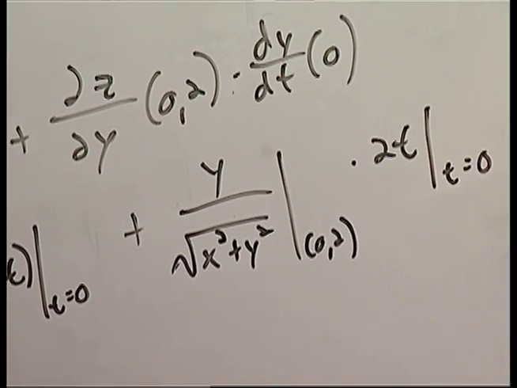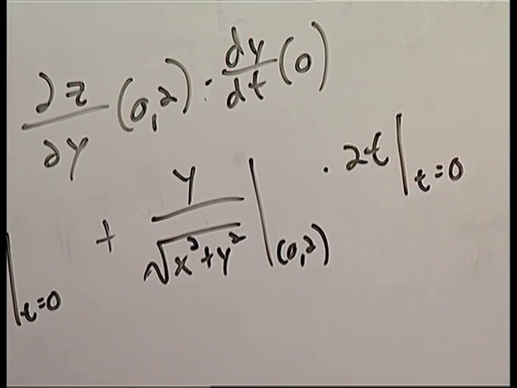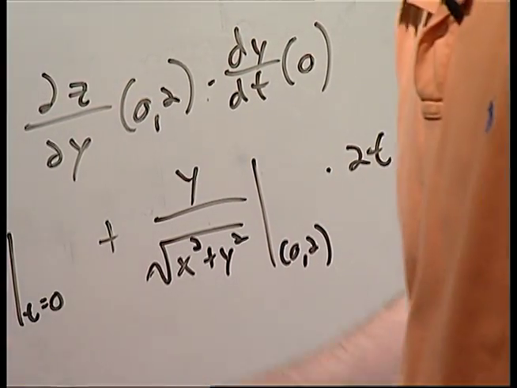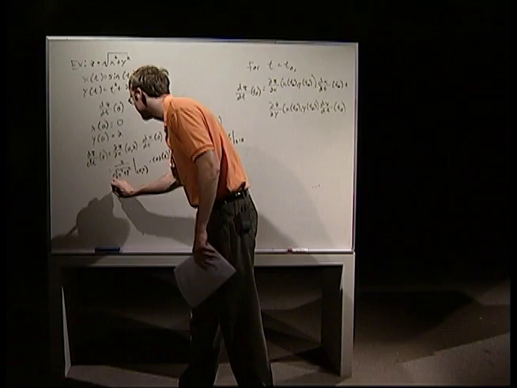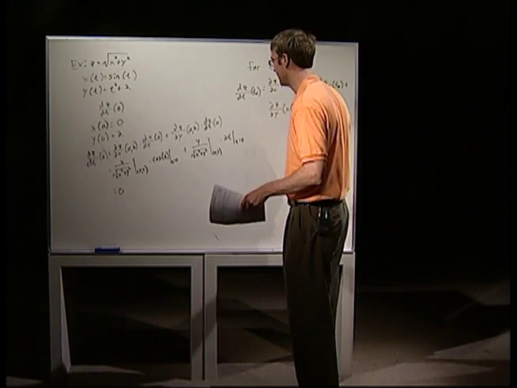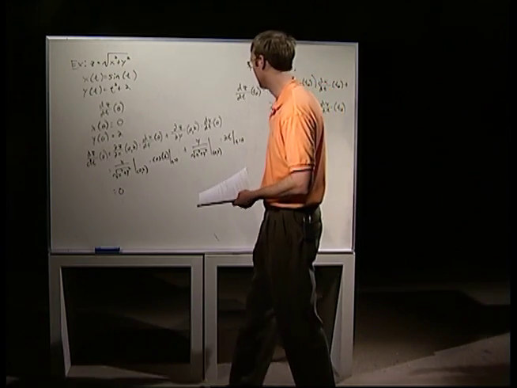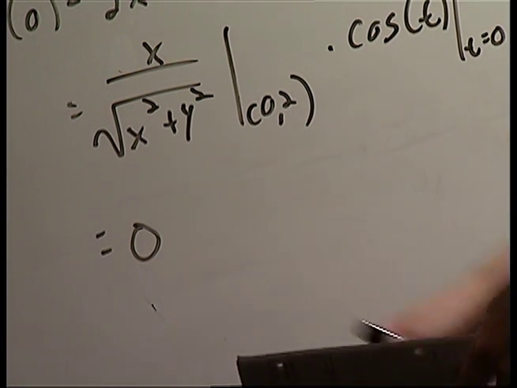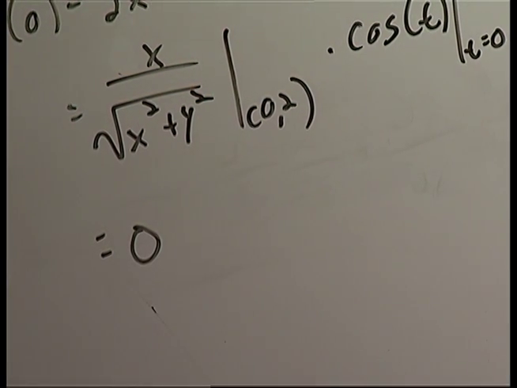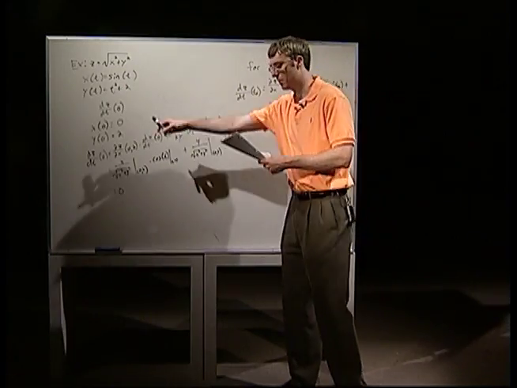You can plug in some points here. Plug in (0, 2) here. You get 0 times 1, which is 0. And do I get 0 altogether here? Yeah, I do get 0 altogether, because this guy's (0, 2). So that's that. It equals 0. Okay? So that's a single point chain rule.